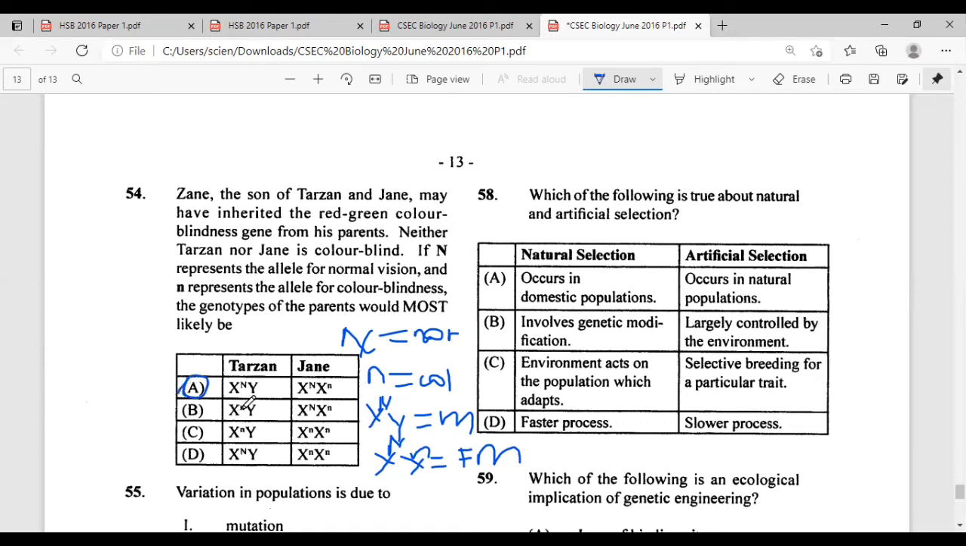If Tarzan would have had a small n like B, guys, guess what? He would have been colorblind. So that's why B and C is definitely out. So we would have been stuck with A and D, as both A and D have Tarzan having capital N. But if we look at this, for Jane, in D, she would have 2 small n, and having 2 small n would mean that Jane is colorblind, but they're telling us that she is not. So she has to be a carrier, and it has to be A.